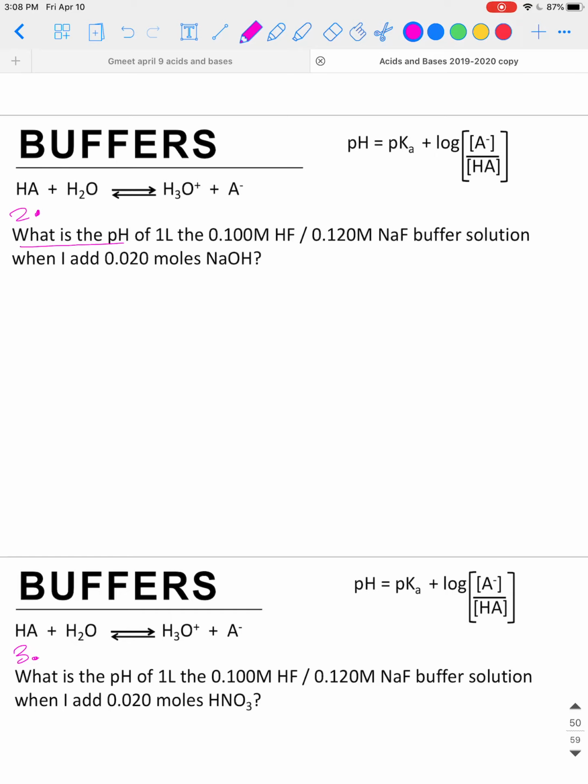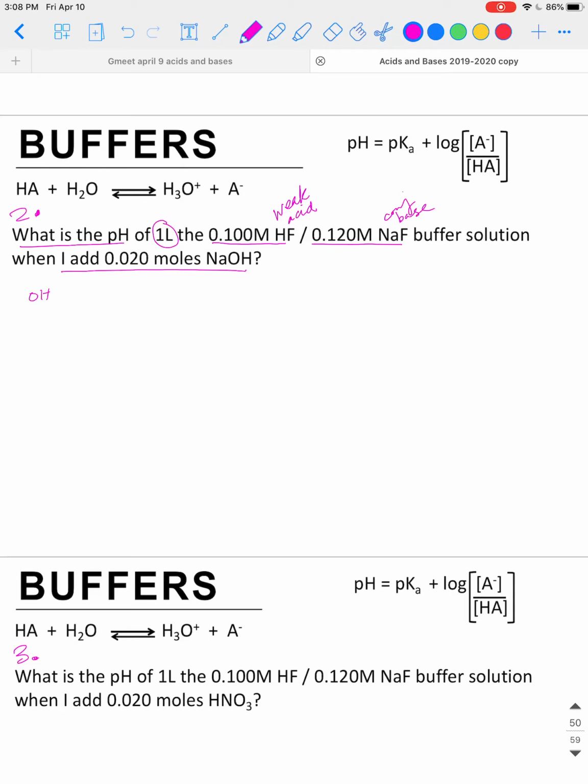Now let's go to part 2. It says, what is the pH of 1 liter of the same buffer system? We have 0.1 molar HF, 0.12 molar NaF. This is our weak acid. This is our conjugate base. And it says, what's the new pH when you add 0.02 moles of NaOH? So you can see what we're doing here is we're adding a base. And remember, bases can potentially raise the pH. So how will the buffer respond?